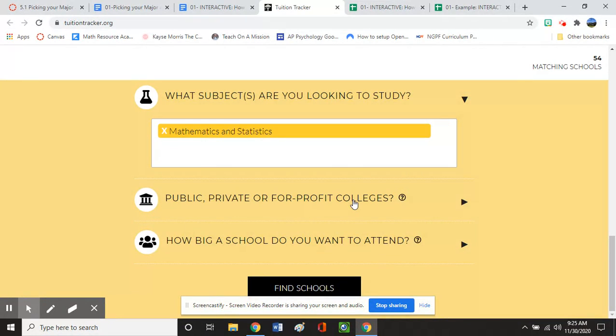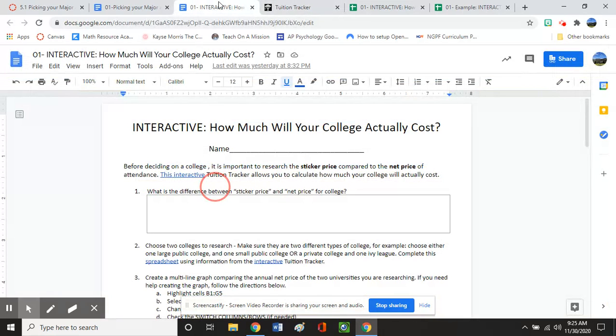Your goal is that you are picking 2 different colleges to research. So I want you to make sure there are 2 different types. What I mean by that is that you are going to choose either a large public college and a small public college, or you could pick a private college and an Ivy League, or you could pick a large public or a private college.